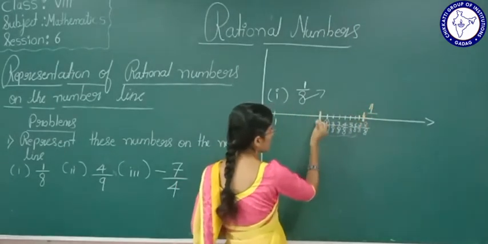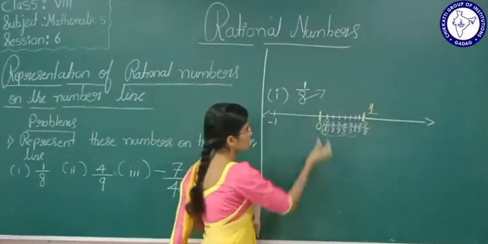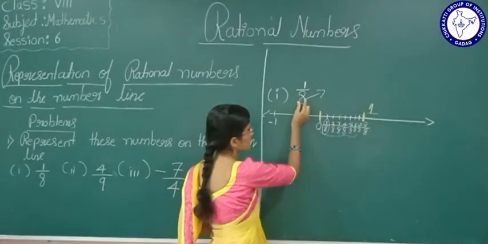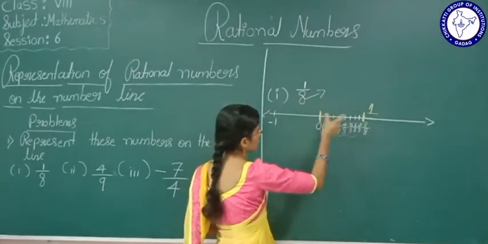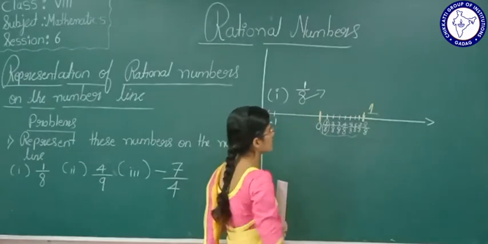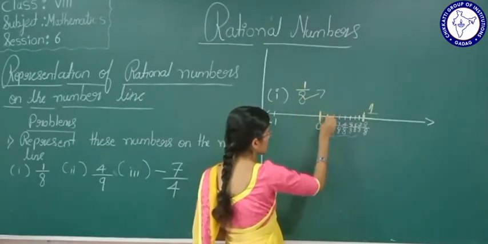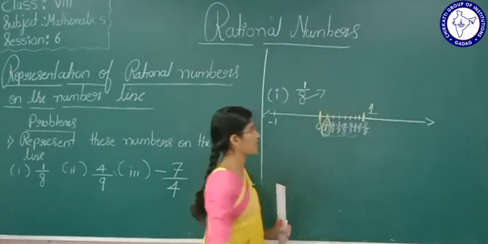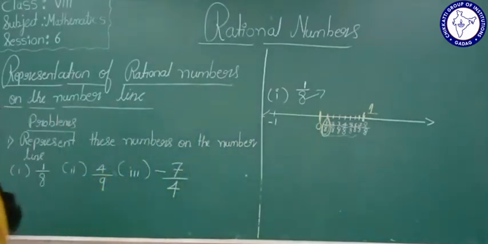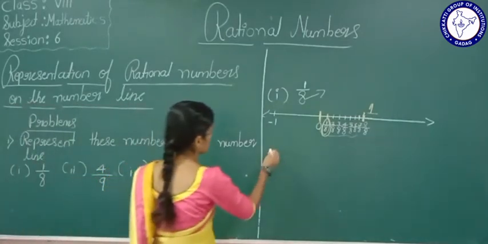1 by 8 will lie between 0 and 1. What we have done? We have divided 0 and 1 into 8 equal parts. 1 means 1 out of 8. This is nothing but 1 by 8. Okay. Next we will see the second one, 4 by 9.